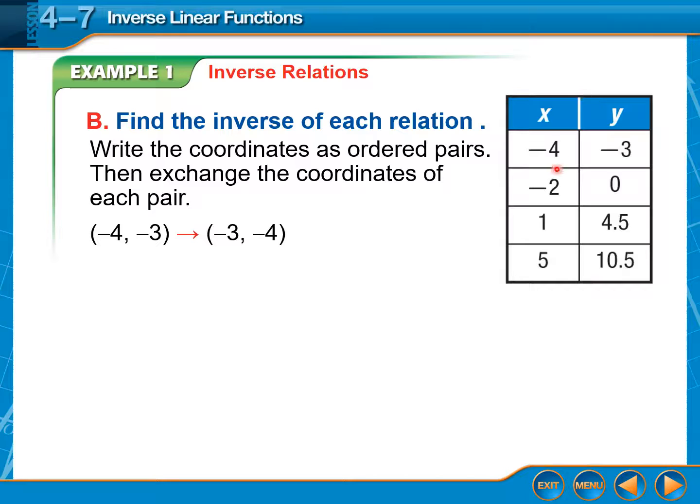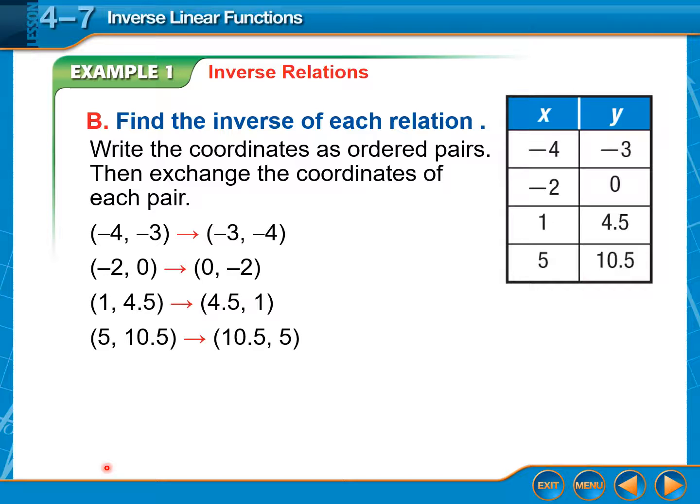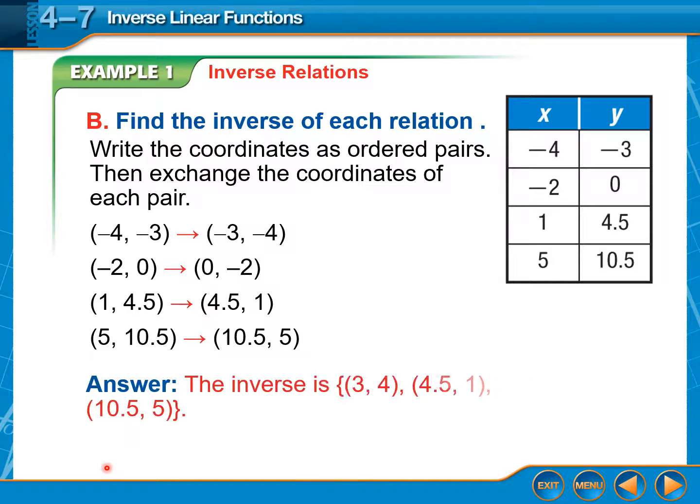So we take -4 and -3, write it as a point. X is -4, y is -3. The inverse, I just switch the locations, so now x is -3 and y is -4. -2, 0 becomes 0, -2. 1, 4.5 becomes 4.5 and 1. 5, 10.5 becomes 10.5 and 5.